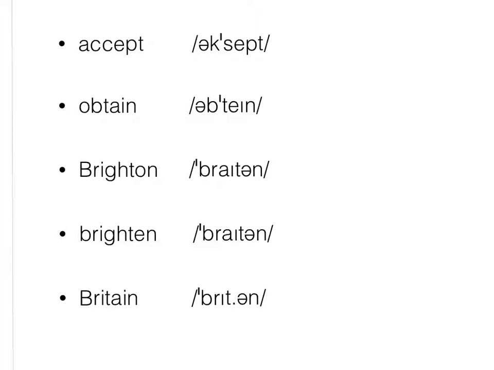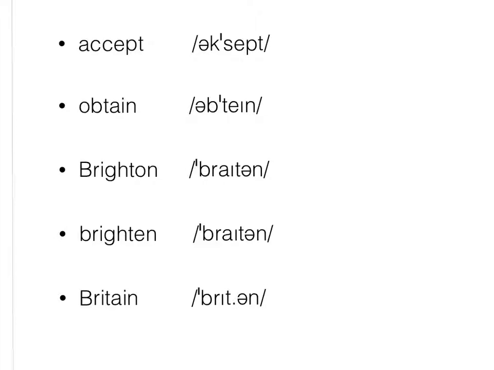Anna, how would you pronounce the second one? Obtain. Exactly. Obtain. That's the same idea. The stressed syllable is the last one. So obtain. Yeah? Good.